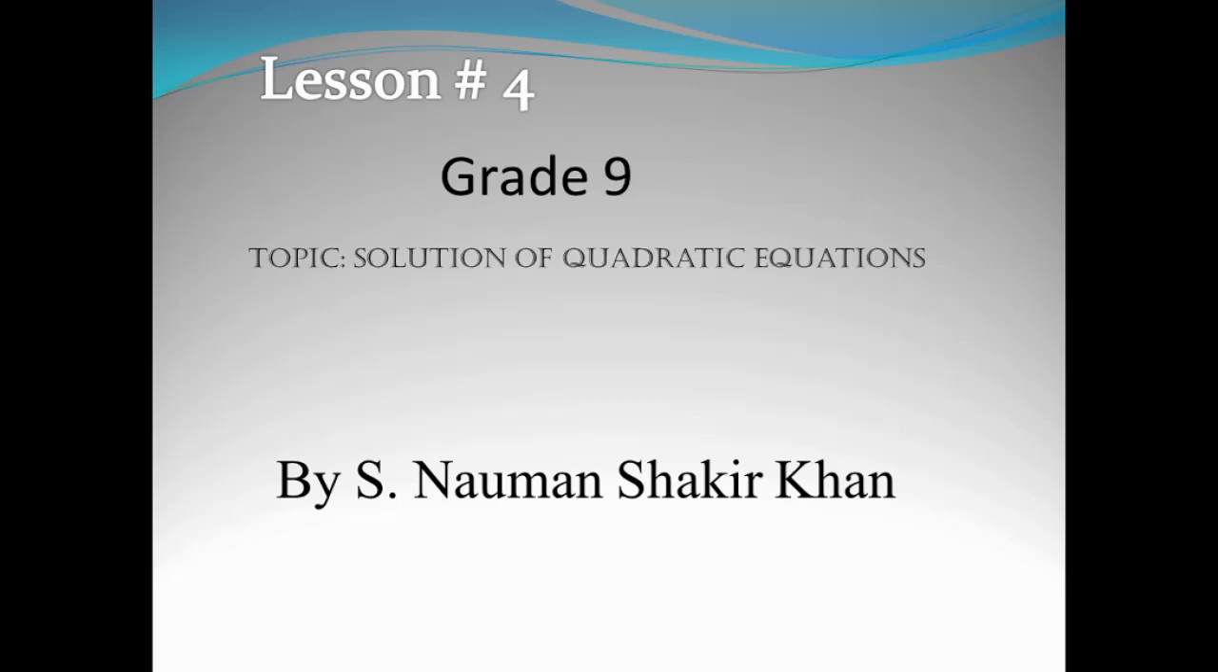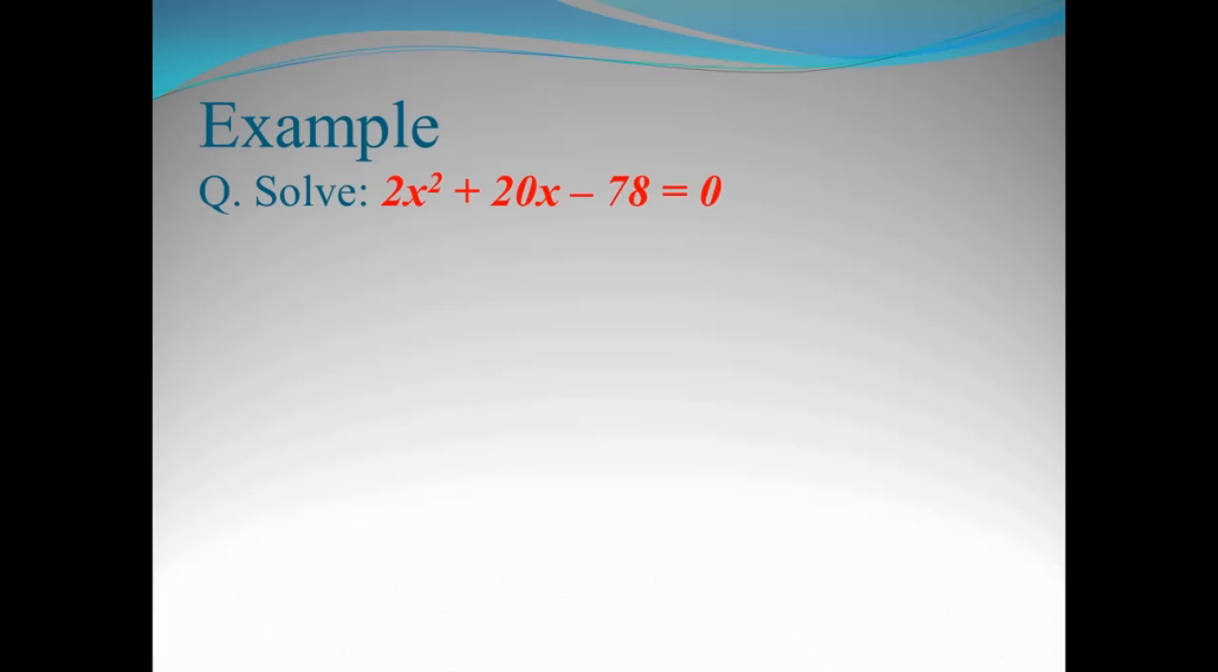It's Nauman Shakir Khan here with your lesson number 4, and the topic of today's lesson is solution of quadratic equations using completing square method. We will understand this method by solving a question. Let us see this example. We have to solve the equation 2x square plus 20x minus 78 is equal to 0.